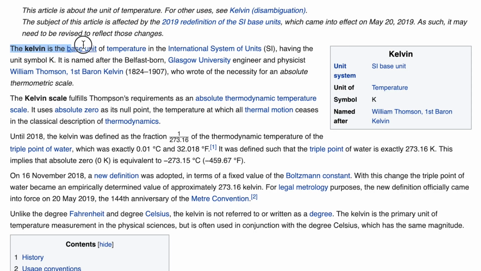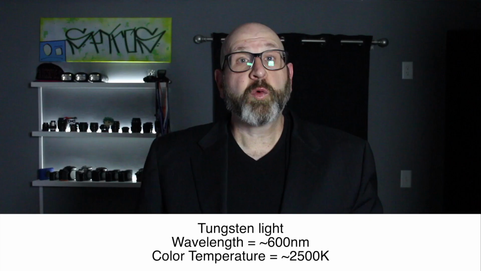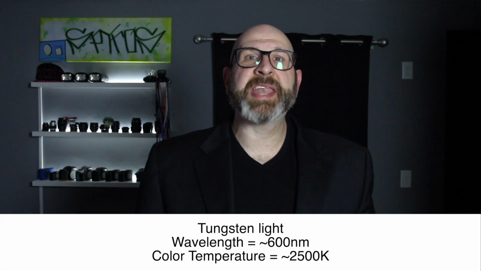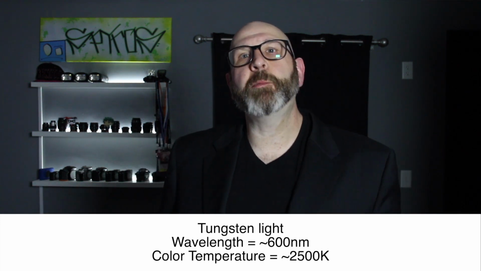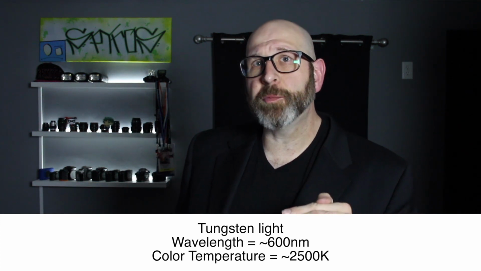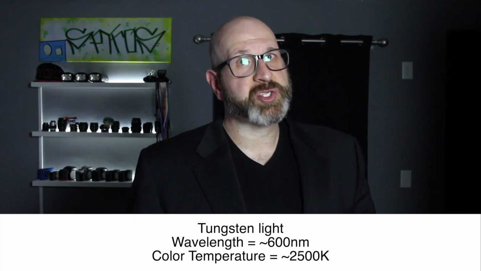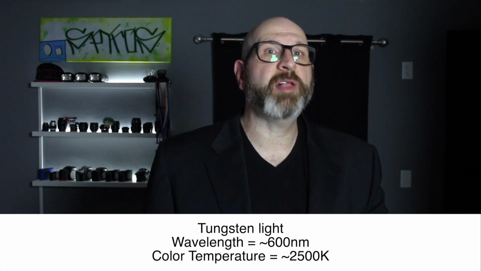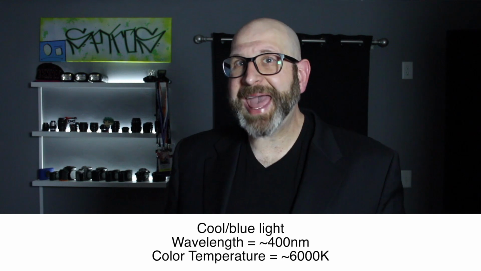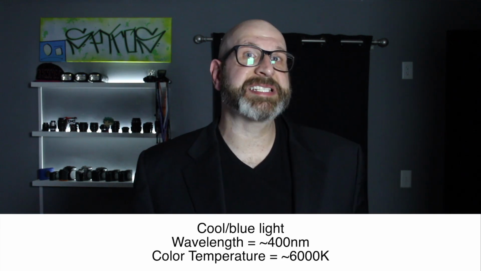Kelvin is a scientific temperature scale, and we use Kelvin in photography to refer to specific wavelengths of the light. For example, tungsten light, which again emits orange light, has a wavelength of around 600 nanometers, and that is a color temperature of about 2500 Kelvin. A cooler, bluer light would have a color temperature of around 6000 Kelvin.